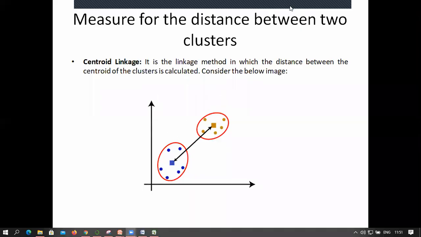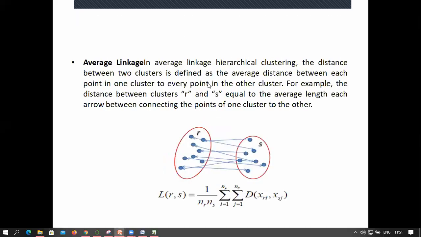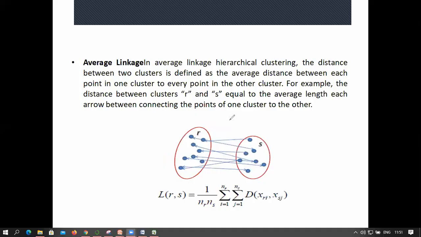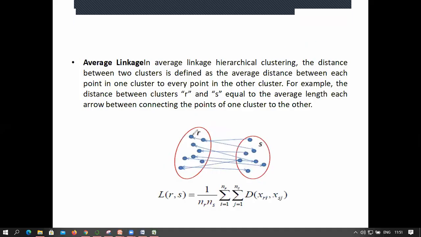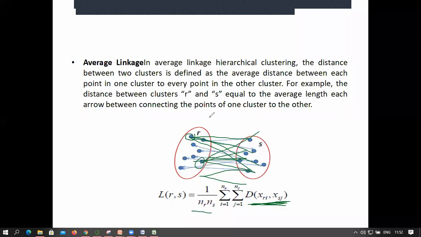Okay, and the next one is your average linkage. Now what we are doing in average linkage, we are taking, suppose this point, and we are finding the distance of this point from all the data points of S. Next, you are taking the next point, you are finding the distance of this from all the data points of S. That means you are finding the distances of all the data points, and you are dividing that by the number of data points in this cluster and the number of data points in this, that means the total number of data points. That will give you the average linkage.